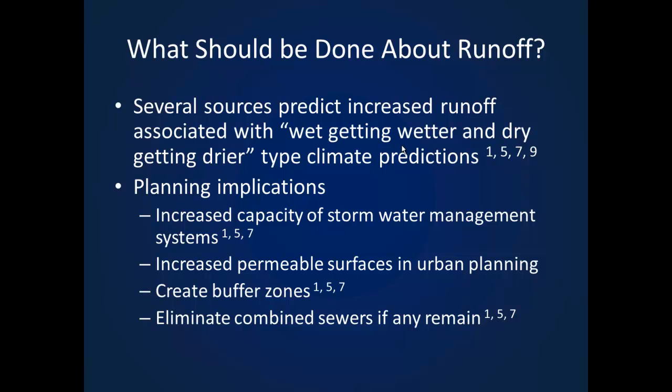So what does this mean in terms of local water management? We need to increase the capacity of our stormwater management systems. And we also need to increase permeable surfaces in urban planning, because permeable surfaces will let water infiltrate and decrease runoff. We also may want to consider creating buffer zones and eliminating any combined sewers if they still exist in the region, because as runoff increases and stormwater discharge increases, there's greater probability for those types of sewers to release pollution into the environment and degrade the water quality of the entire basin.